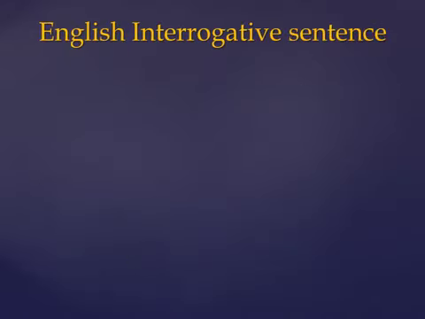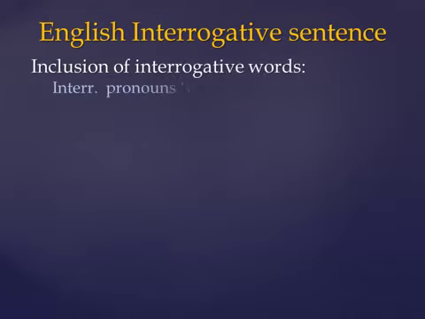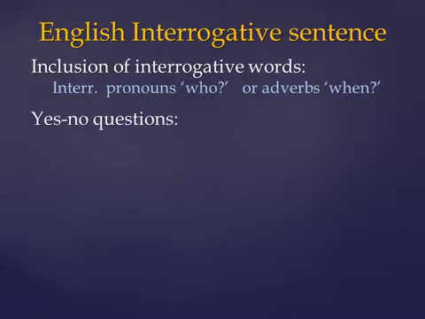So the interrogative sentence in English, that is, a question, can be formed by different methods. One way is by the inclusion of interrogative words, like the pronouns and adverbs we've just looked at, where pronouns are used to ask about specific people, places or things, while adverbs ask for more information about the action of the verb. What are called yes-no questions, that is, questions which have a yes or no answer, can be formed by a couple of different methods.